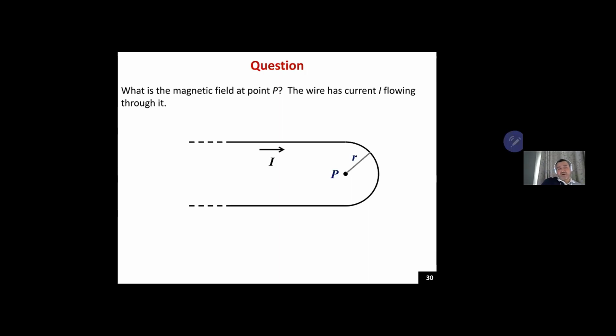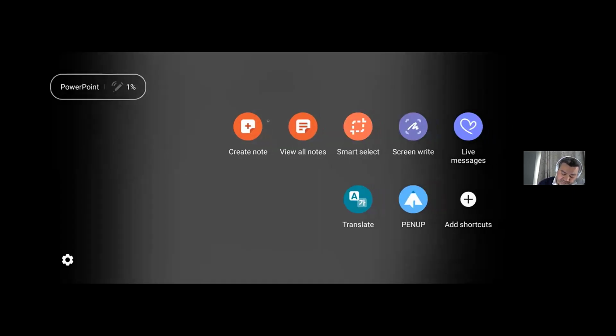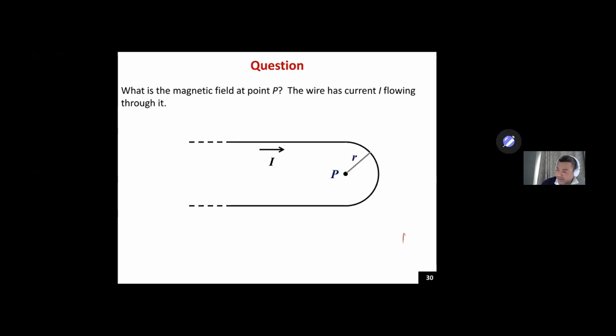and then going back. I am interested to calculate the magnetic field right at the point P. How do I do this? Well, let's do this together.